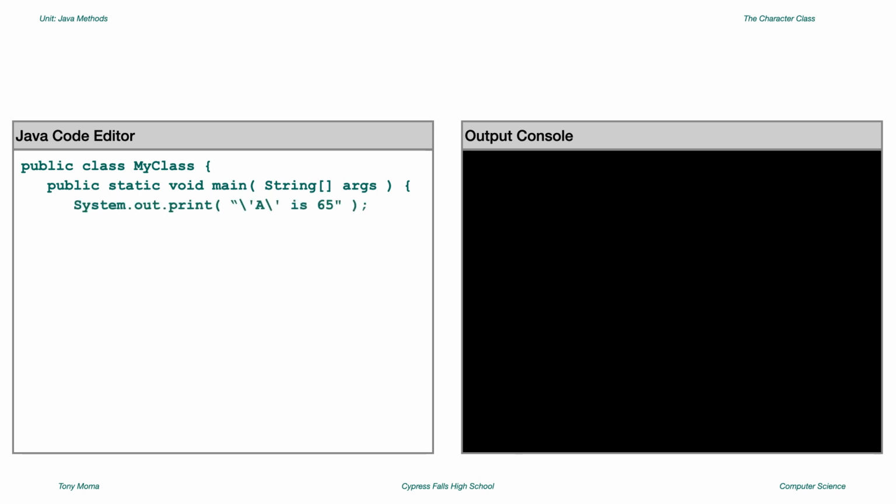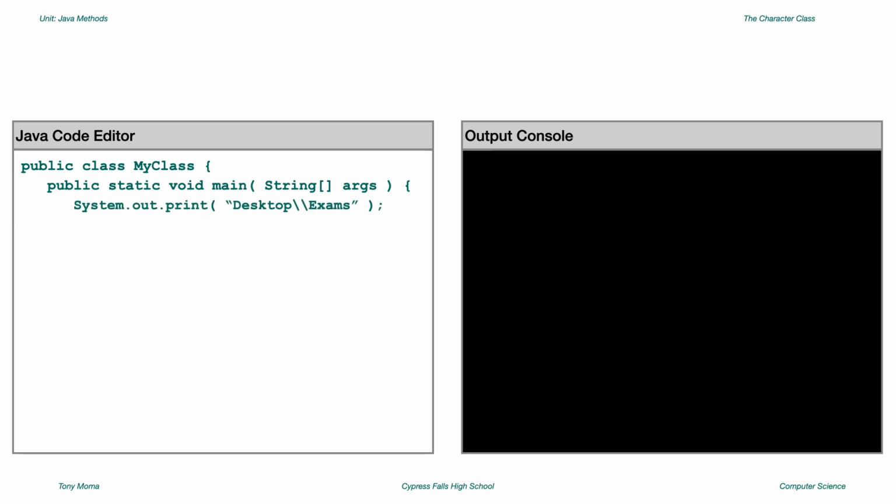Now, consider this line of code. Notice that forward slash single quote appears both before and after uppercase A. Thus, when we execute this program, you'll see that a single quote will be inserted before and after uppercase A. Now, consider this line of code. Notice that forward slash double quote appears before and after yes exclamation point. Thus, when we execute this line of code, double quotation marks will appear before and after yes exclamation point.